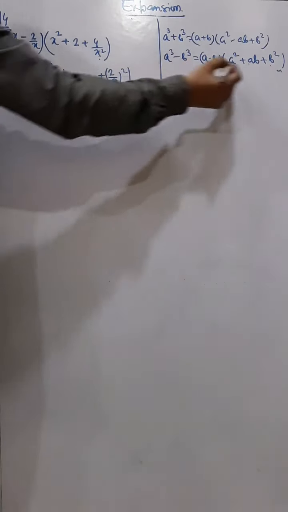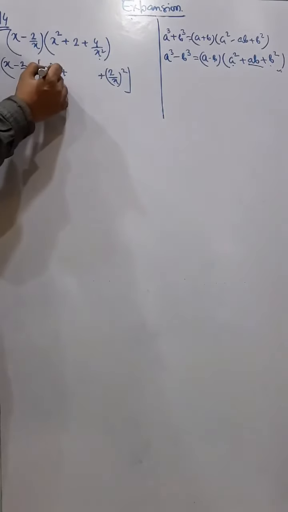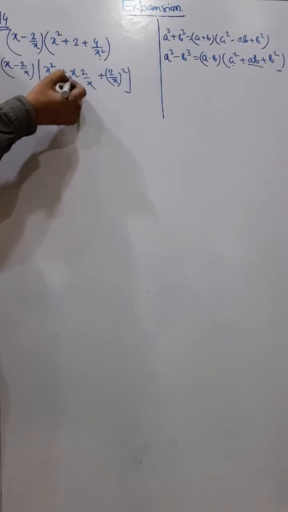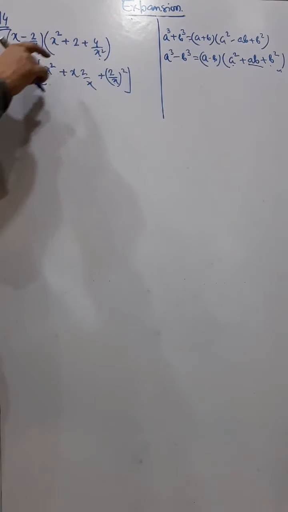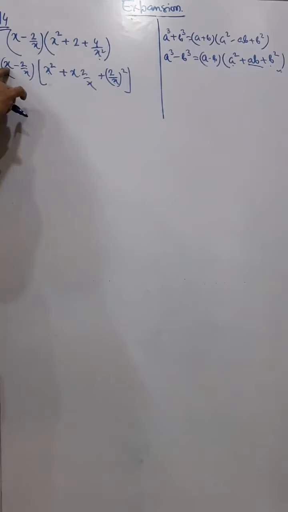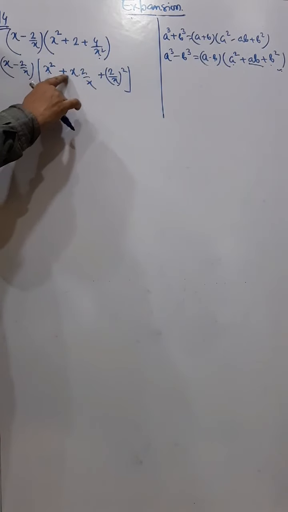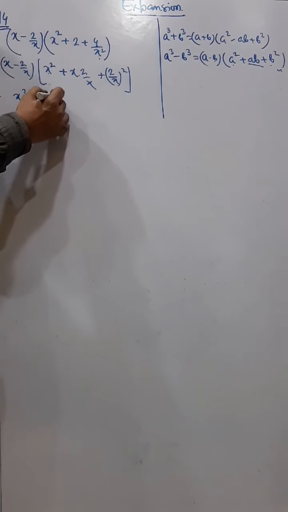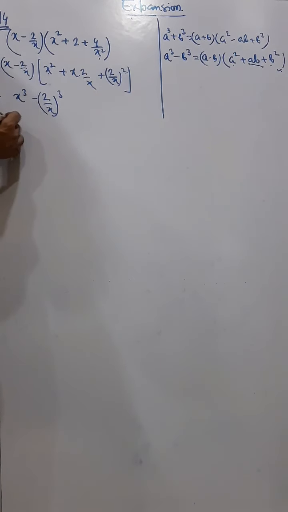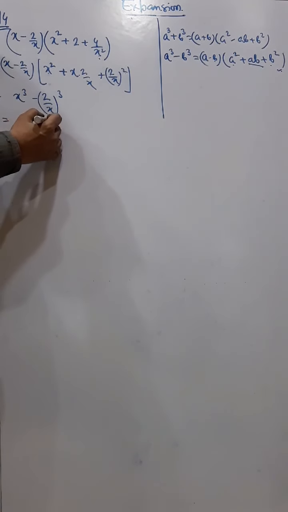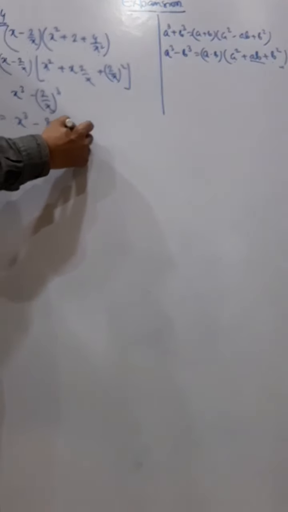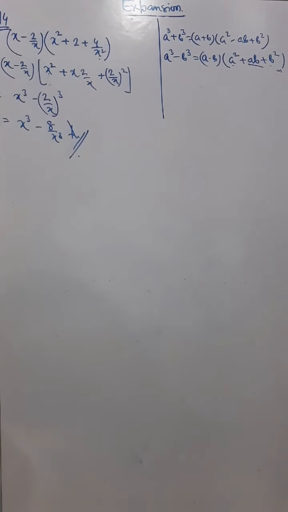And in the middle what will be there? There will be ab. So ab means a is x and b is 2 by x. Now you can see, if you cut x and x, you are getting 2. So now you are in this format: a minus b, a square plus ab plus b square, and that becomes a cube minus b cube, and finally I get x cube minus 8 by x cube, and that is the answer.